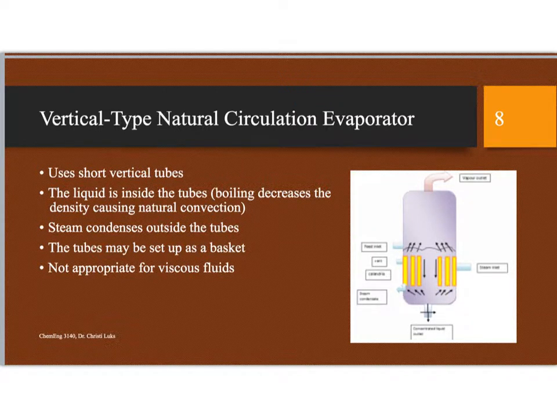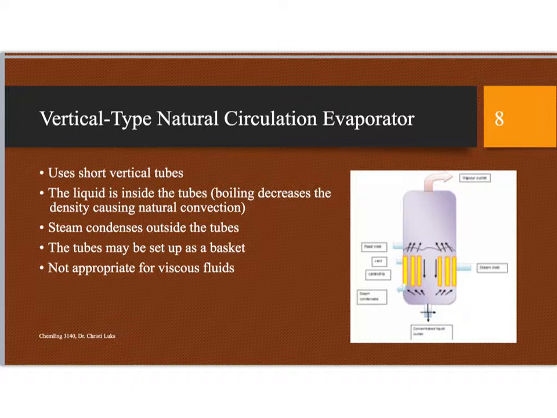There are also vertical type natural circulation evaporators. These use short vertical tubes. The liquid is inside the tubes. You're going to get this movement, this convection, due to the change in density by your boiling, which will cause some natural convection. You're going to have steam condensing on the outside of these tubes, so that's what makes it different than the ones we just looked at.